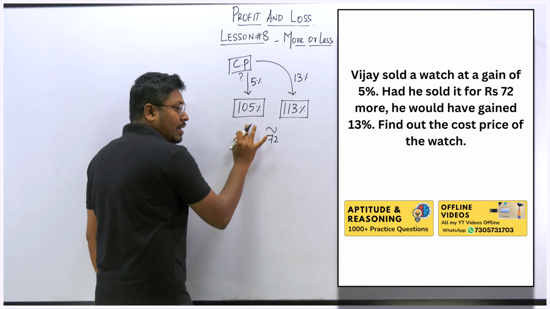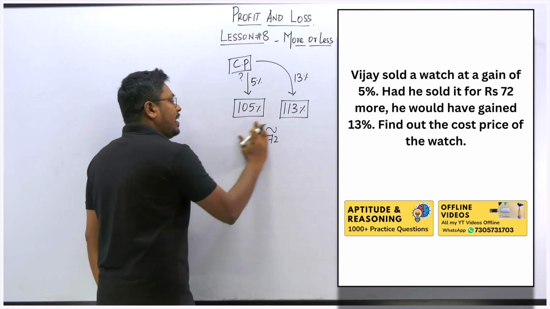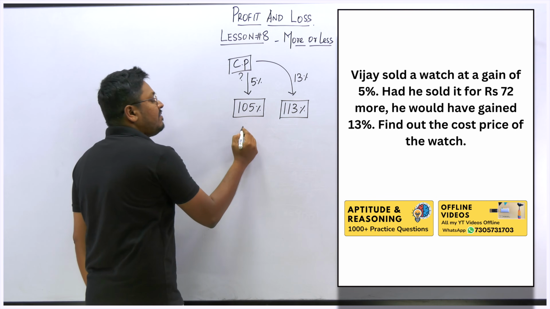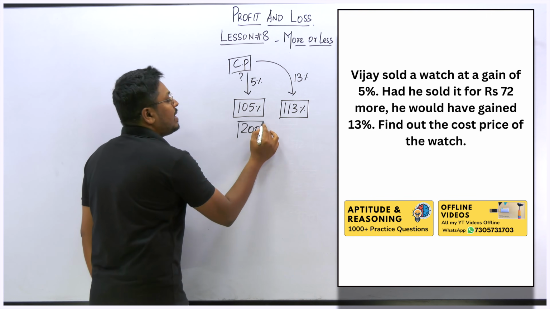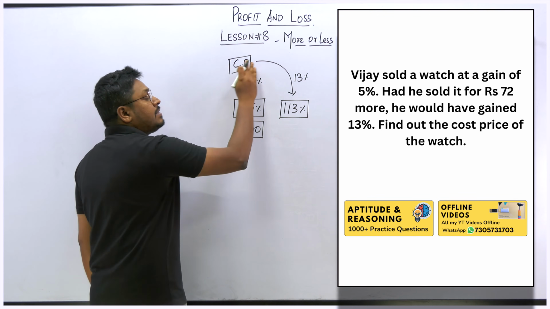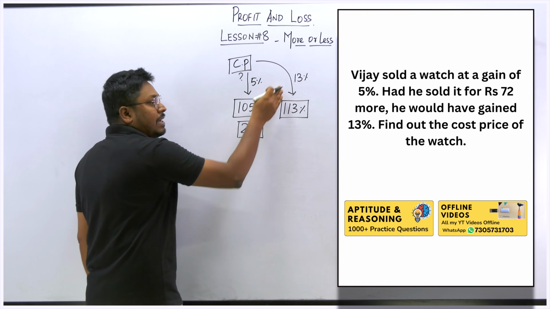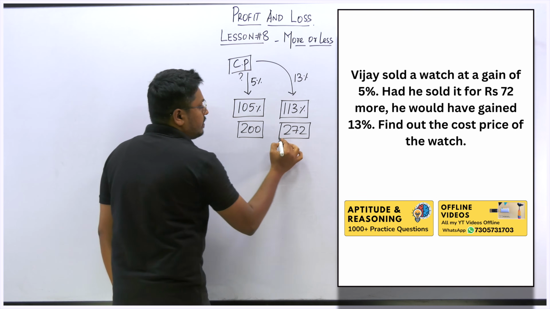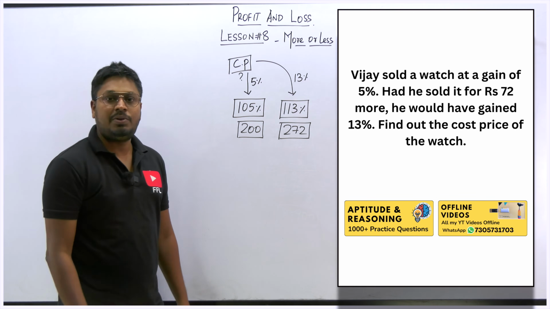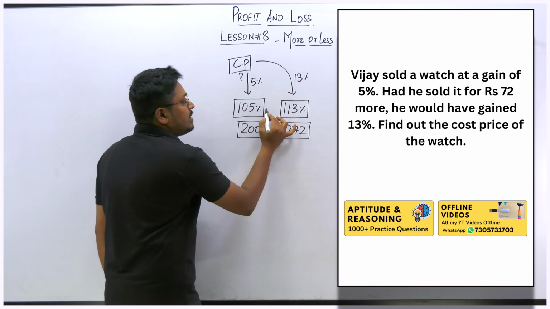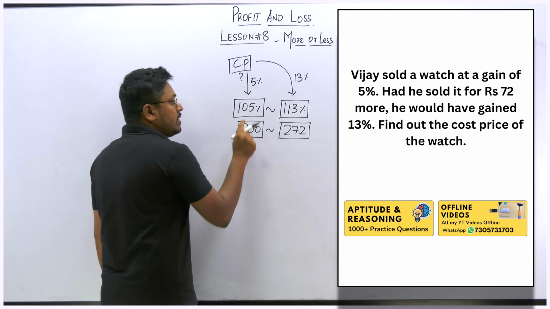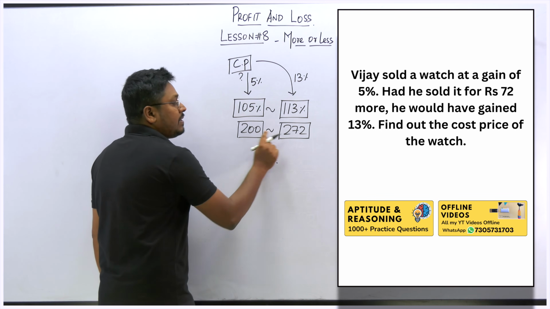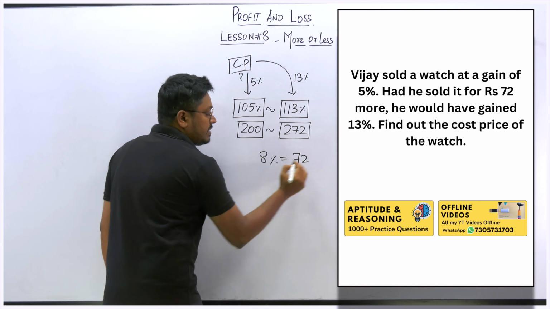So friends, understood or not? In case you can't understand this, you can assume some value here. First data: if he is selling the watch at 5%, let me keep the selling price of the first watch as 200. Example I am saying, right? In case he sells the same watch with a gain of 13%, he is getting 72 rupees more, which means it will be 272 rupees. Understood? Just assuming a value, right? 200 and 272. Now the difference of percentage and the difference of the price value. What is the difference of percentage? 5, 13, 8% is the difference. What is the difference in rupees? 72. So this 8% is 72.